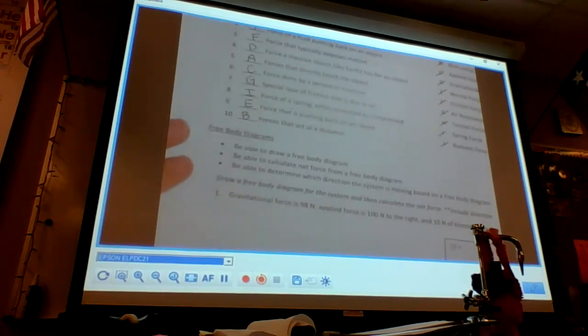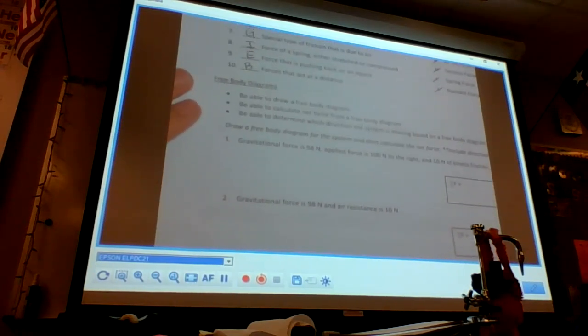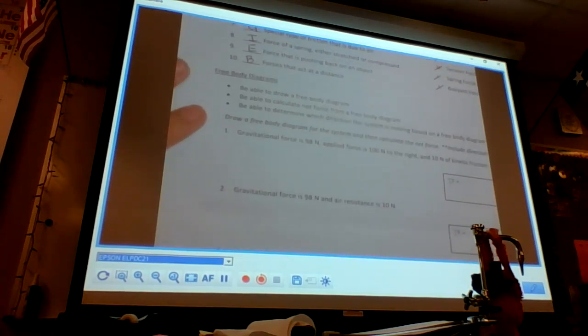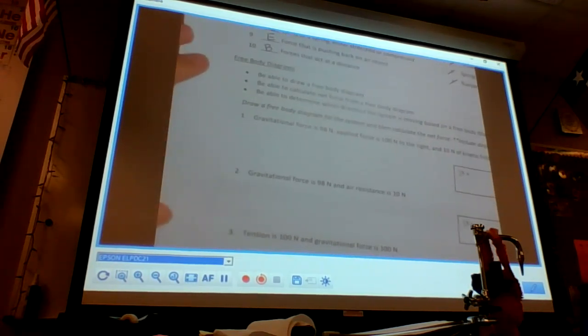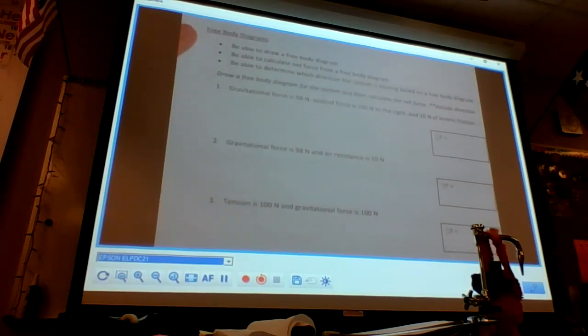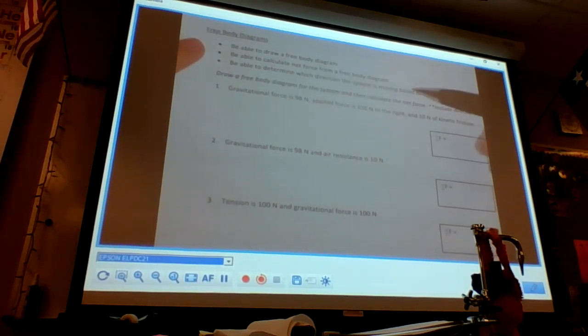All right, free body diagrams is this next section, and I'm also tying it to net force, where you calculate the net force of a situation. So let me make sure it's all up on my screen here. Be able to draw a free body diagram, be able to calculate net force, and be able to determine which direction the system is moving based on a free body diagram.